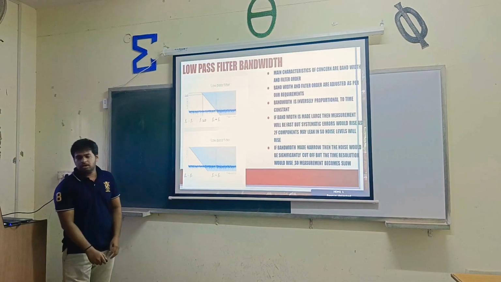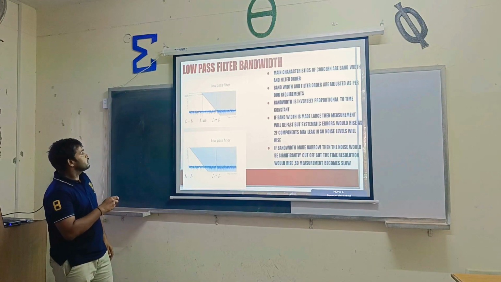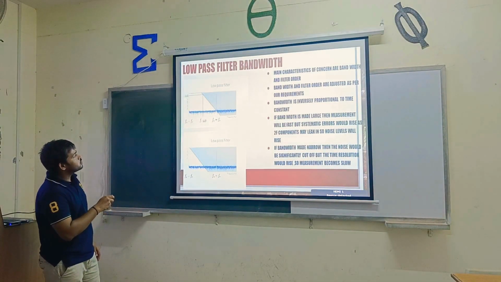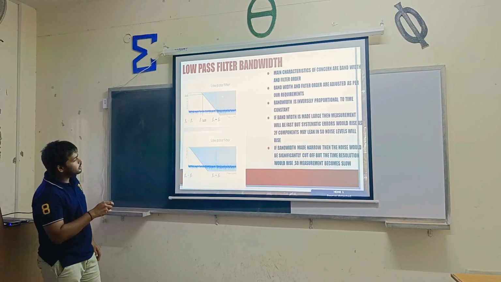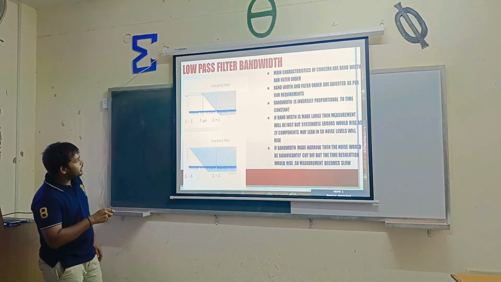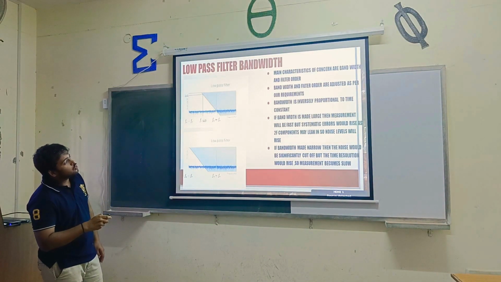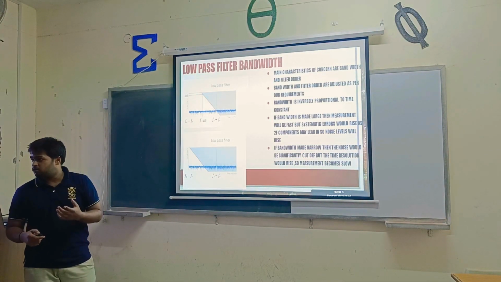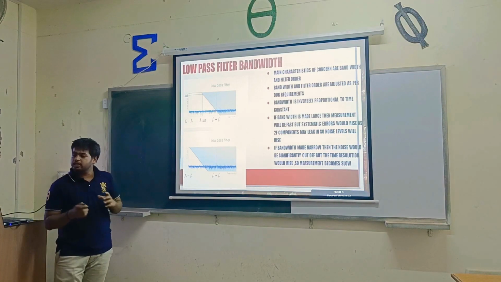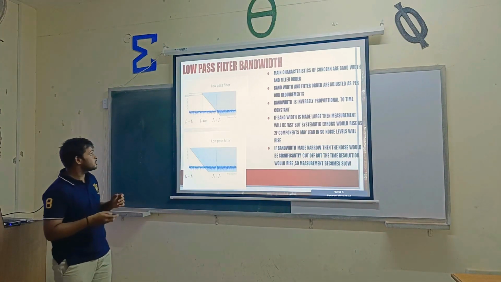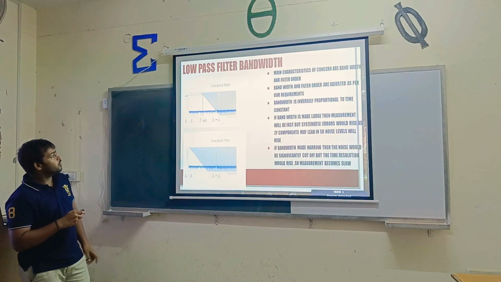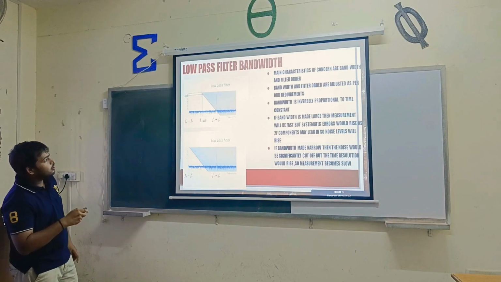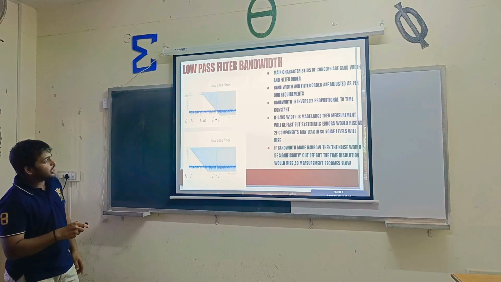Now, low pass filter and bandwidth. As I said, this is the low pass filter, and here the bandwidth is this much, at minus 3 dB. I am talking about bandwidth and filter order and their characteristics, and how they affect the signal extraction from noise. Whenever the low pass filter is taken very small, what happens? The bandwidth is inversely proportional to the time constant.